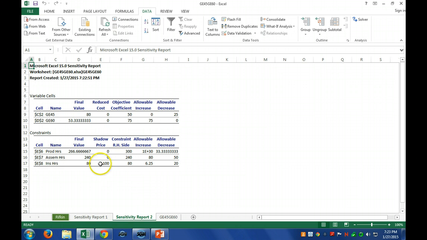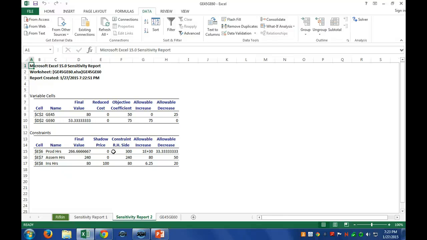That has what we call a shadow price. Okay, see that shadow price? It says 100. This column says 100. Here's what the shadow price is telling us. For every change to the right-hand side of that constraint, the objective function value will change by the shadow price amount. Okay, so let's listen to that again. If I increase that 80 to 81, the objective function value is going to also increase by 100.